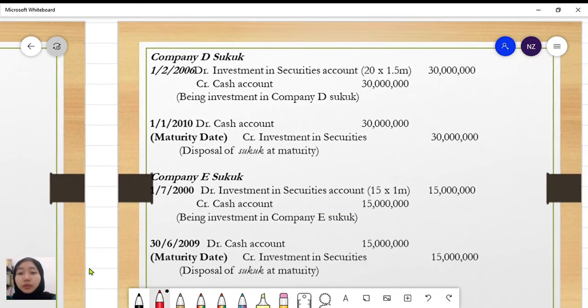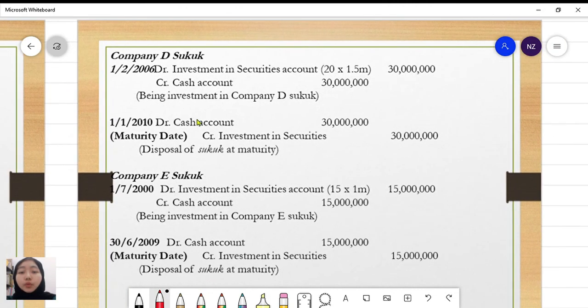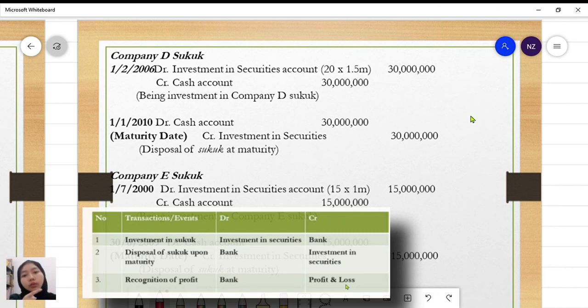After the shares, then we record the sukuk. Sukuk also has 3 steps to record, isn't it? One, to record the new investment in securities account, meaning when we first buy the sukuk. Then we have to record the disposals of sukuk, but the disposals depend on the types of sukuk. Or when it reaches maturity date, we have to record these disposals of sukuk. And then to record the recognitions of the profit. Right? There are also 3, same as shares.